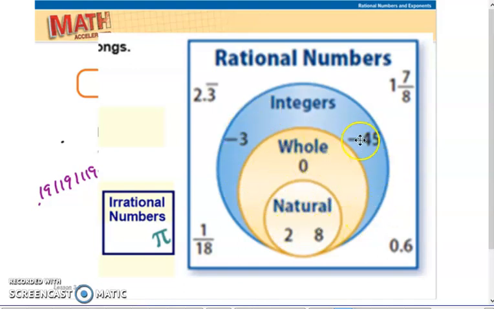Integers include negatives too. So that includes your 2 and your 8 and your 0, and then any negatives also. So they don't include any fractions, okay, but they include all of these. Rational numbers include all of this, right?